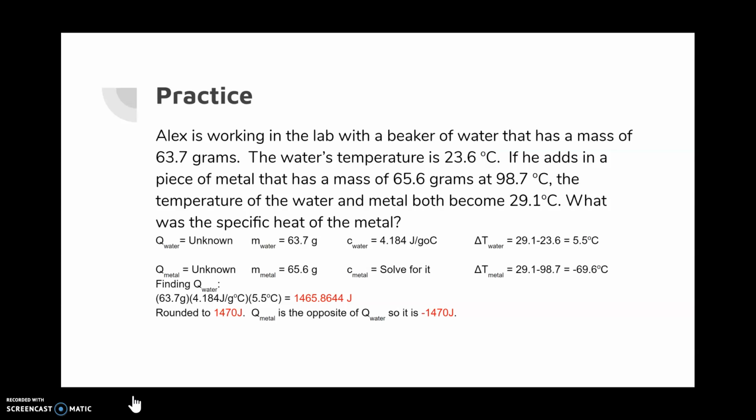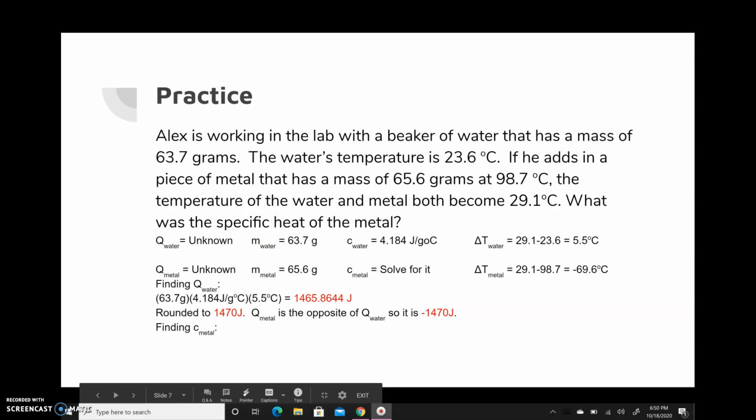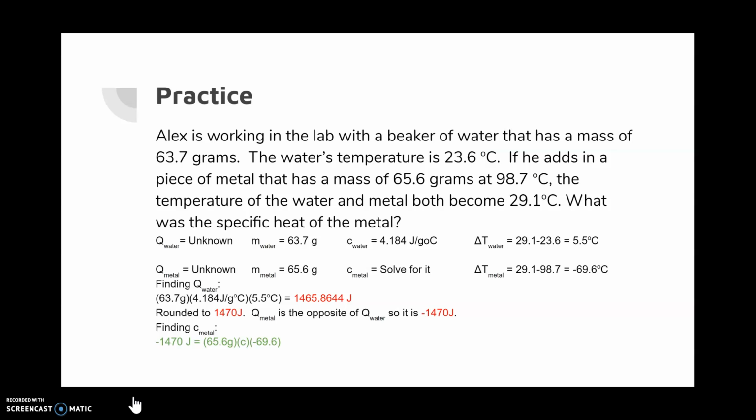Once I've figured out what the Q of the water is, then I know the Q of the metal. The Q of the metal is the opposite of the Q of the water, so it has to be negative 1,470. So now my next step is going to be to plug in everything that I know for the metal and solve for the C of the metal. Therefore, I know the Q, negative 1,470 joules. I know the mass of the metal, 65.6 grams. I know the change in T, which was negative 69.6. I don't know C.